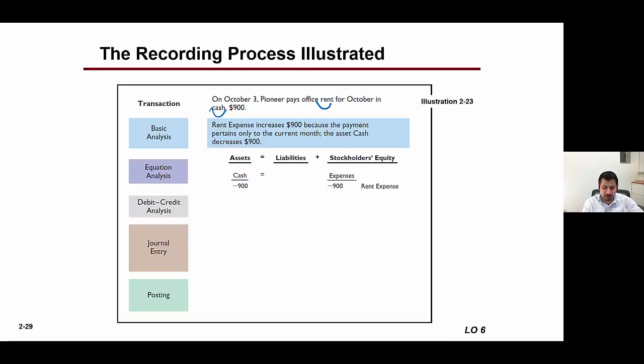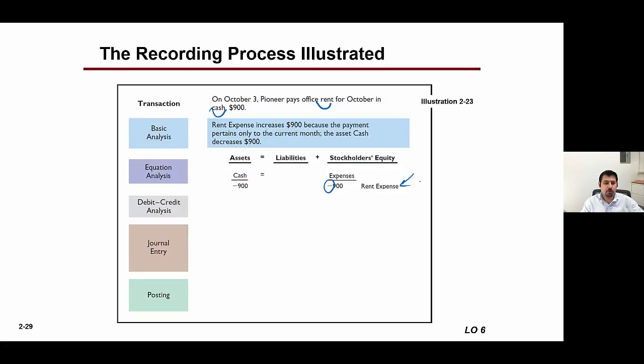Now the minus here reflects the negative effect that this transaction has on stockholders' equity. So in general, stockholders' equity has decreased by $900. The expenses themselves have increased by $900, and here we write the explanation to make sure that we keep track of the transactions or the reason why stockholders' equity has changed.